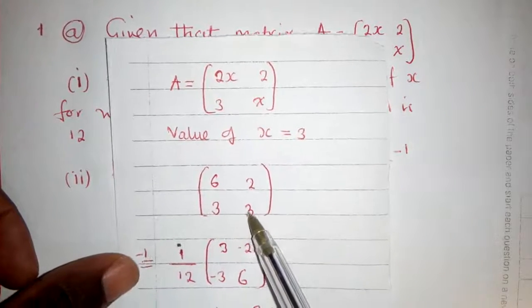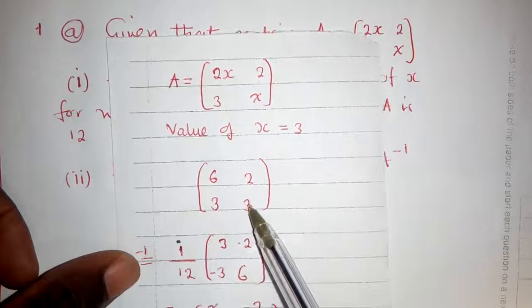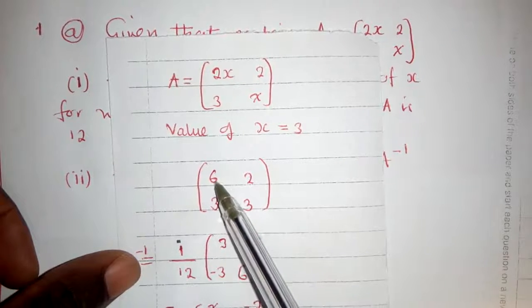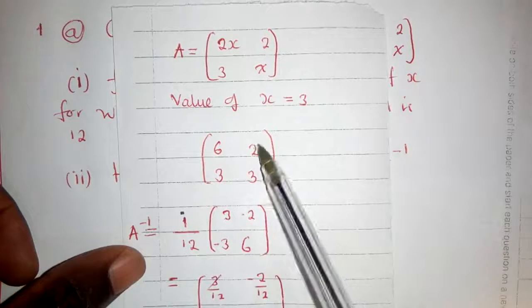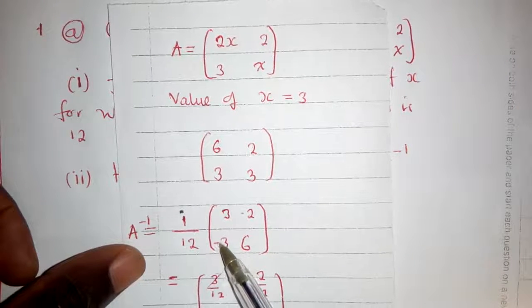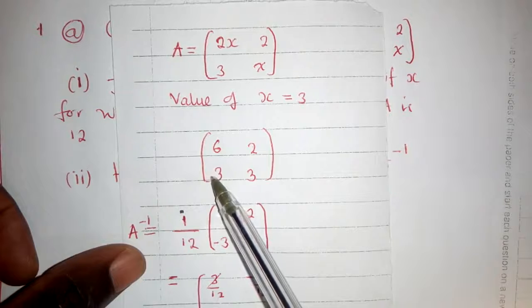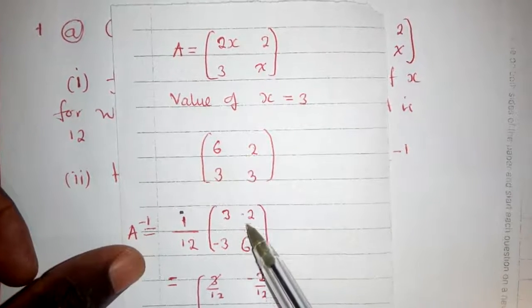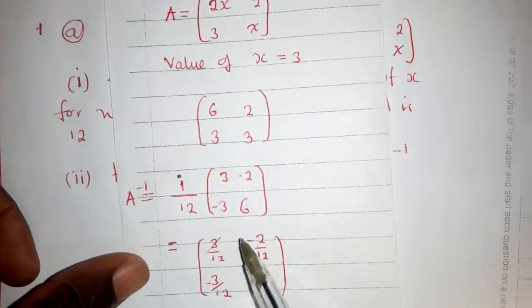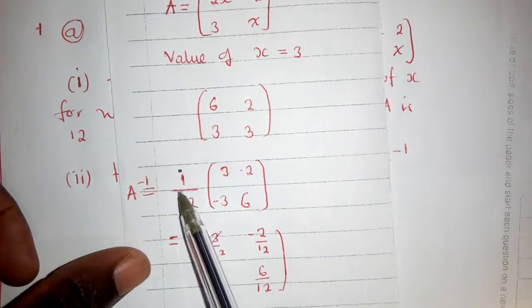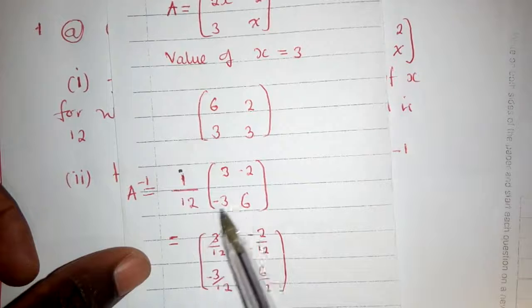Now for you to find the inverse, switch the major diagonals. So 3 will be here, and then this 6 will come down here, and then for the minor diagonal, change the signs. It was positive, put negative, positive here, put negative. If it was negative, you put positive. So you switch the signs, and then you get 1 over the determinant. That's how we find the inverse.